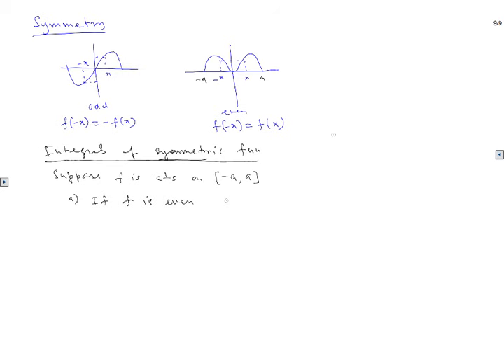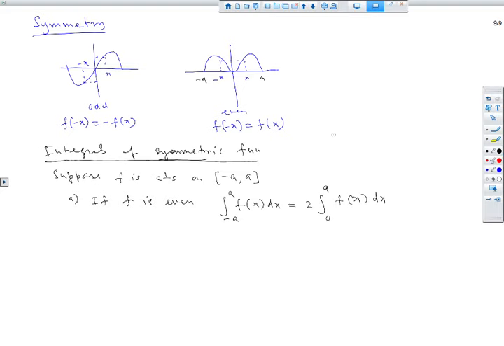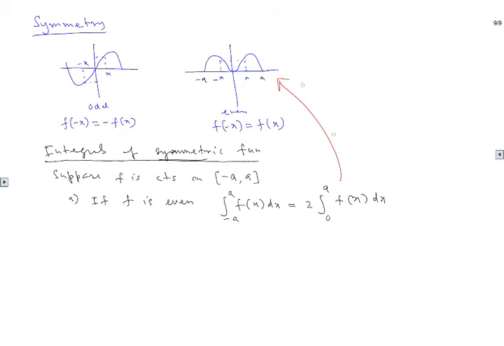If f is even, what's going to happen? The integral from negative a to a of f(x) dx is equal to... What will happen if you take the integral from negative a to a, the whole integral? It is double of one of them, is that right? Because it's two areas, you can add it up, so you can say twice one of them, 0 to a f(x) dx. It's very clear from the figure. Okay, so that's that one.